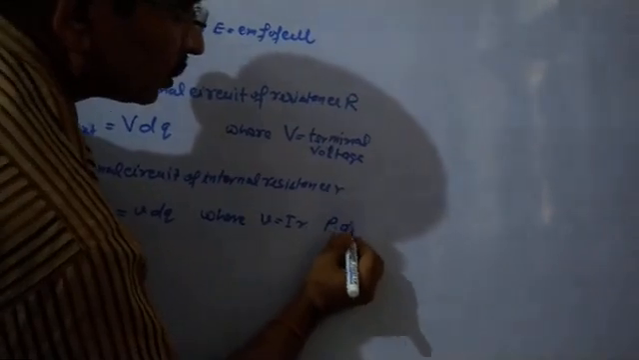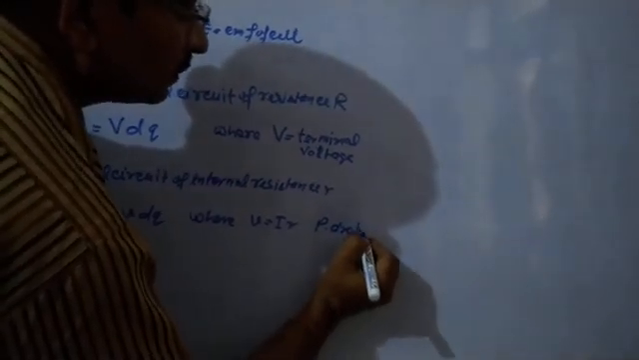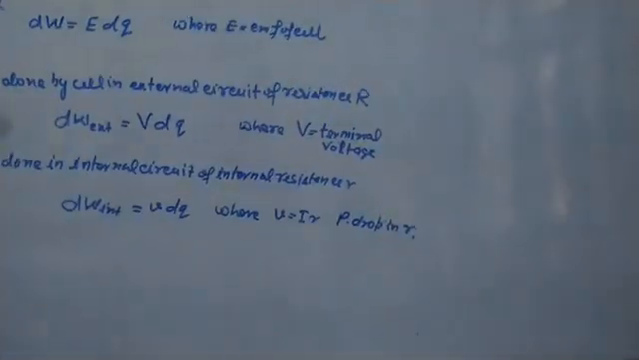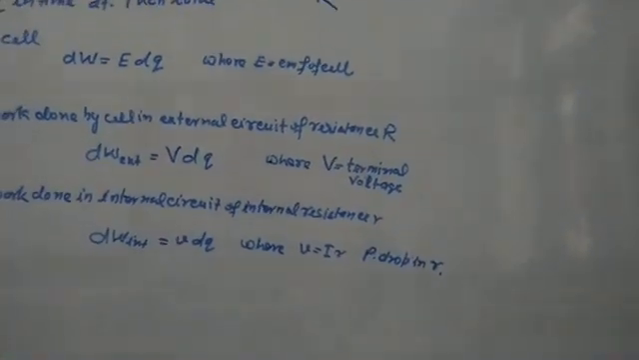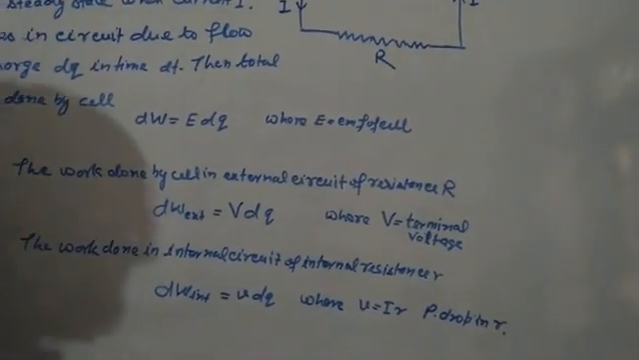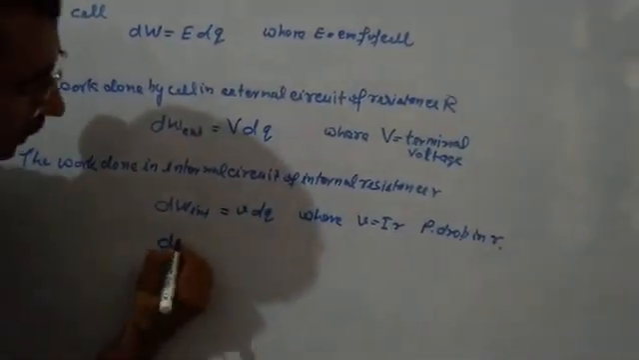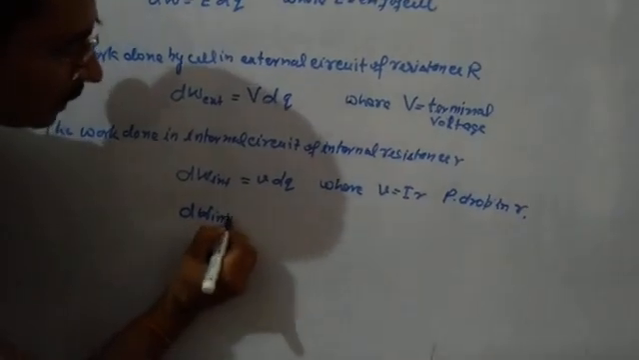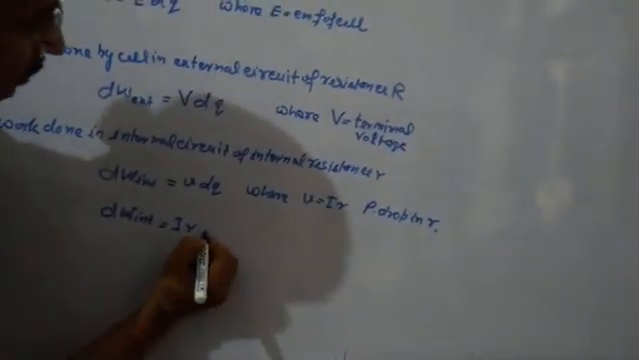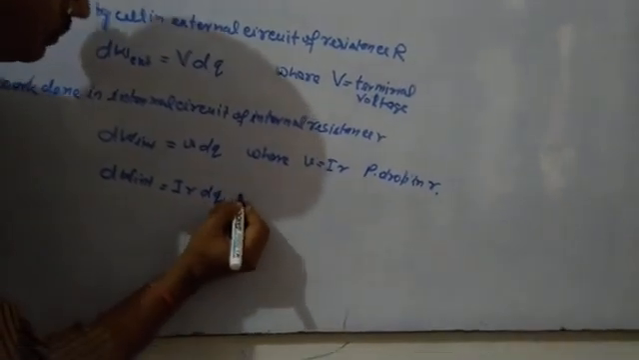Small v is the potential drop in r. Therefore, dW internal equal to Ir dq.